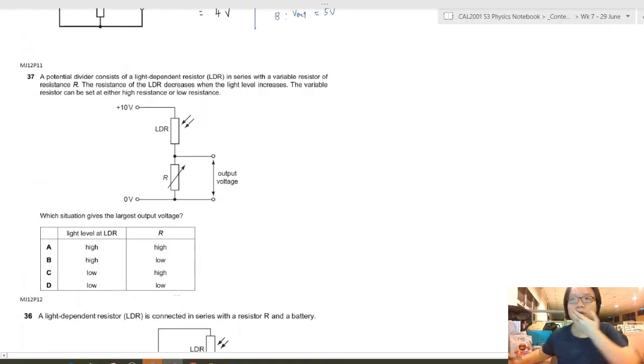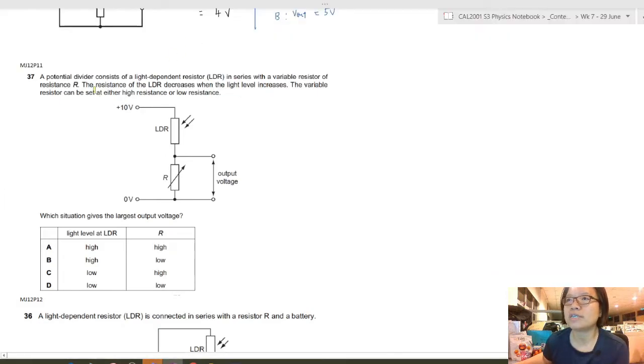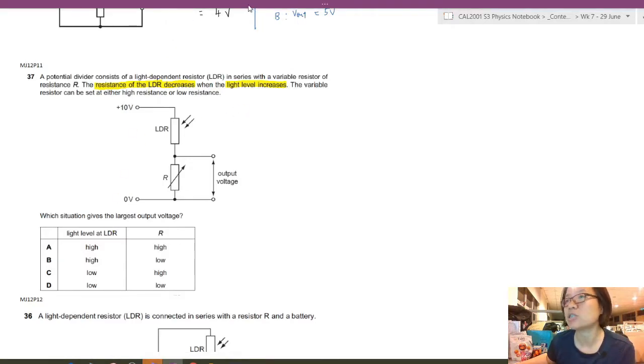Alright, so I'm going to run you through some questions now and solve them pretty quickly. Here you have a potential divider consisting of an LDR and a variable resistor. The resistance of the LDR decreases when the light intensity increases. So all these they tend to tell you during the exam. But LDR is also a semiconductor. So if you shine light on it, the electrons get more excited, they are more mobile, then the resistance will decrease.